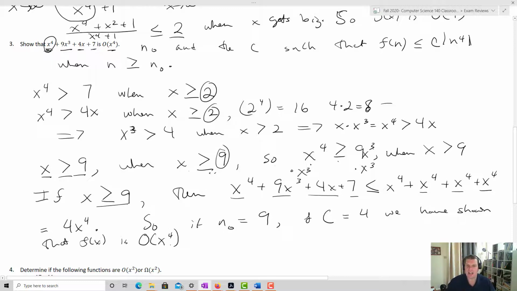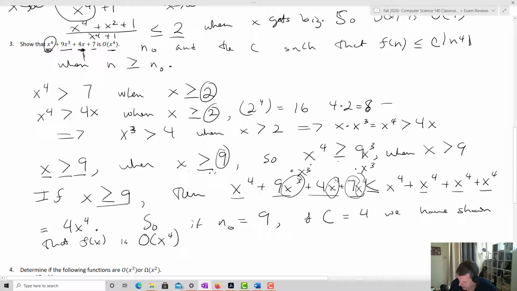Another option that we have is to replace each one of our x terms with x to the fourth. For example, I could change out this x cubed with x to the fourth, and this x with x to the fourth, and the 7 with x to the fourth. In fact, I could just multiply the 7, the x to the 0, by x to the fourth.